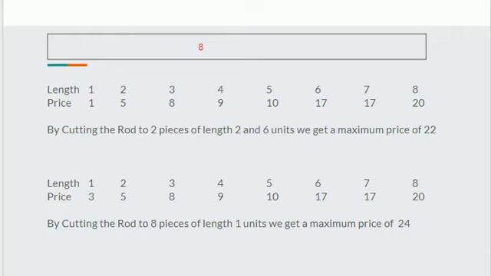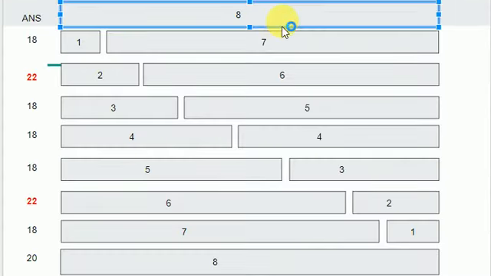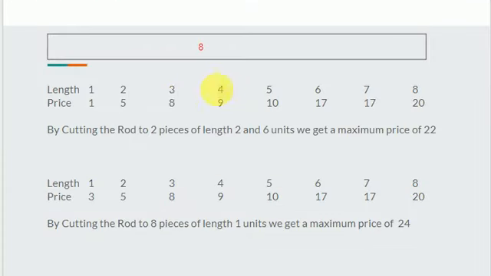Whenever the rod length is 8, I can cut it into 2 pieces. 1 comma 7, I will get 18 rupees. 2 comma 6, I can cut 2 units, for that I will get 5 rupees, and for 6 units I will get 17 rupees. I can cut to 3 units and 5 units. After cutting 3 units I will be left over with 5 units. So by selling 3 units I will get 8 rupees and by selling 5 units I will get 10 rupees.